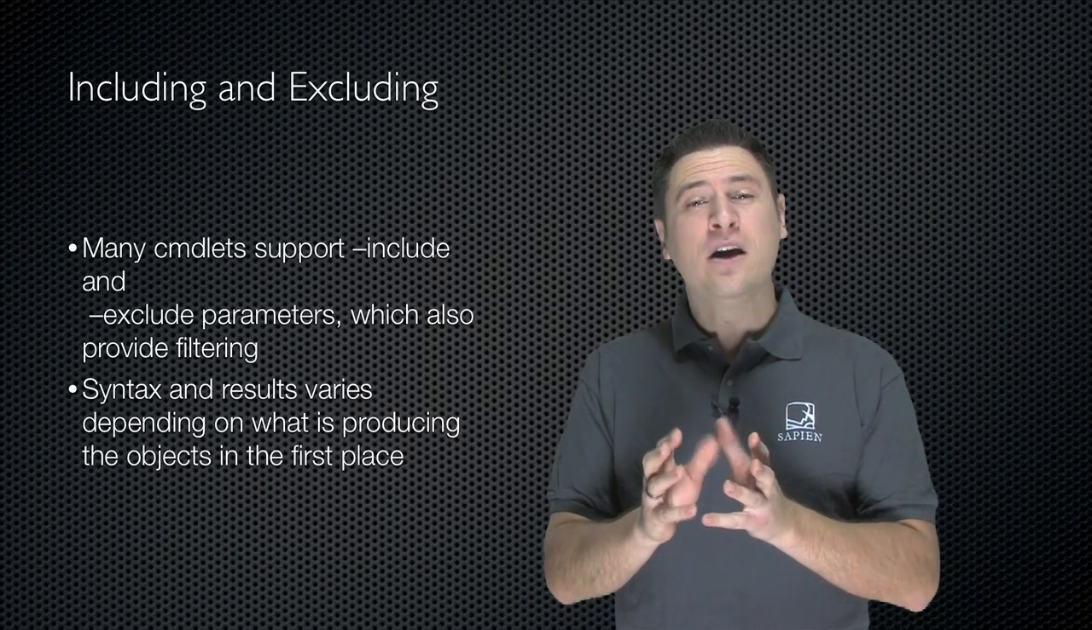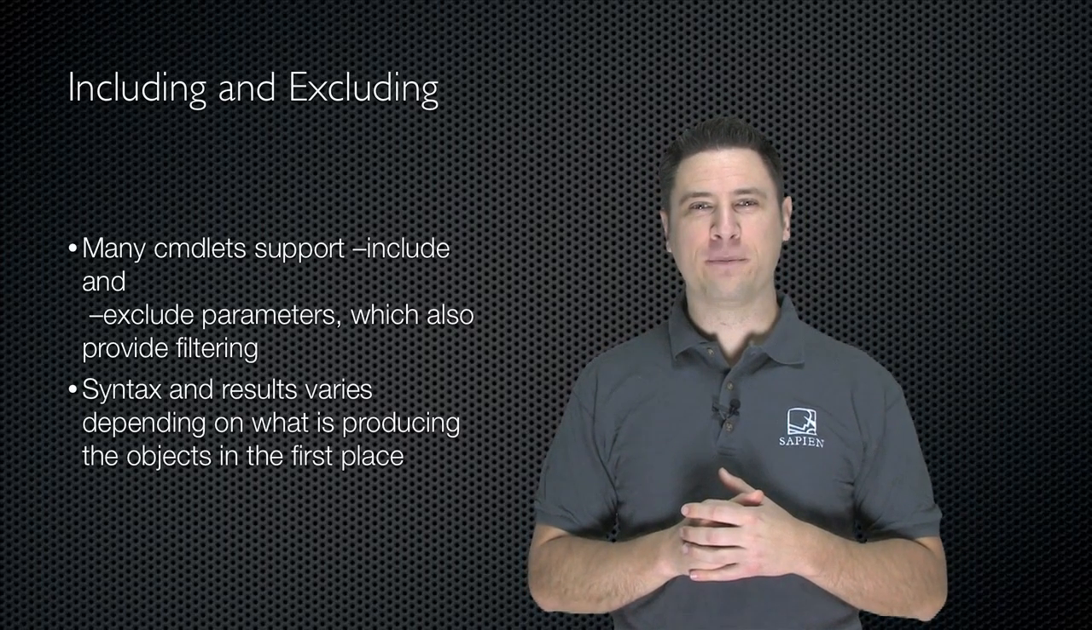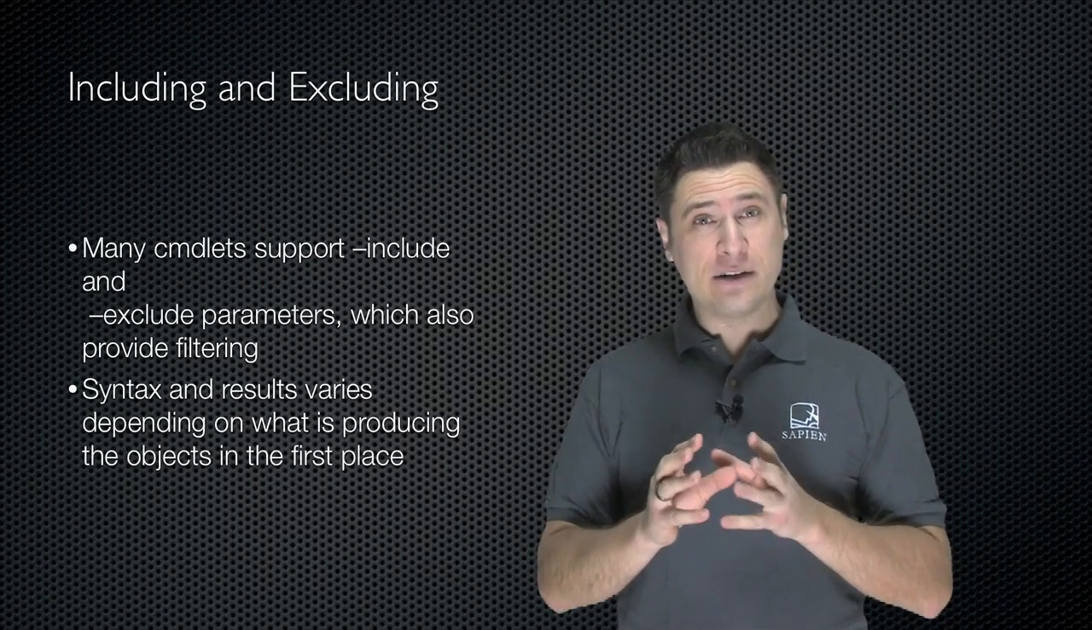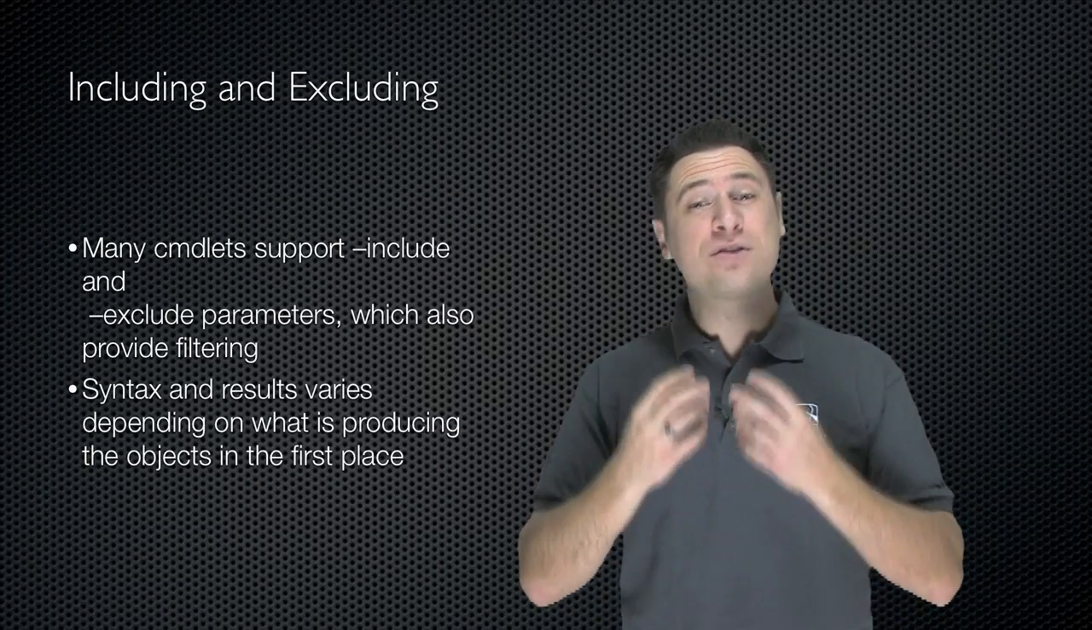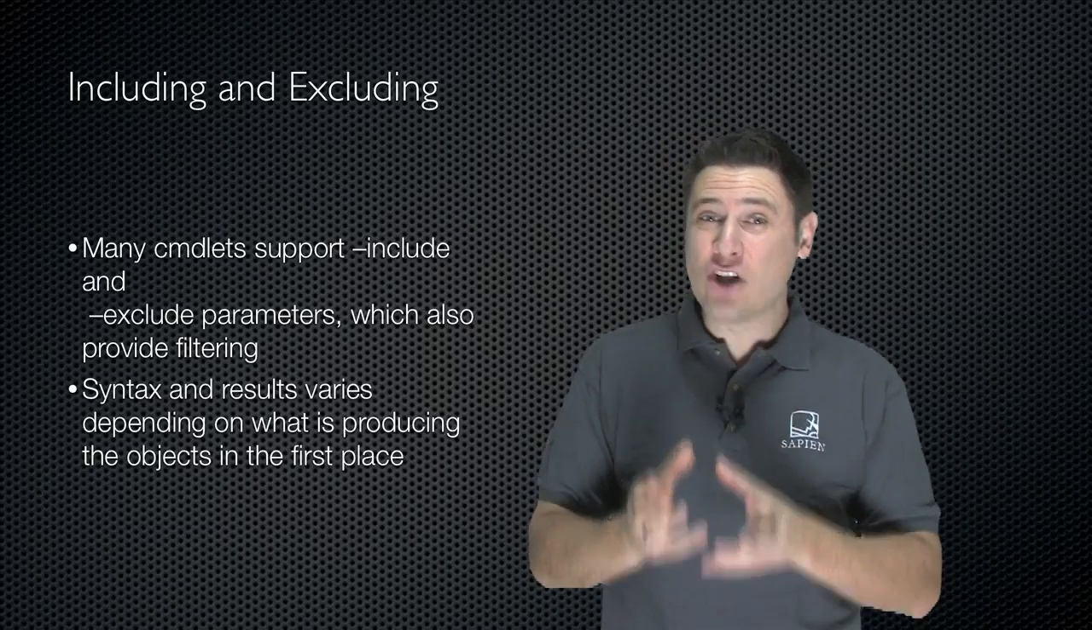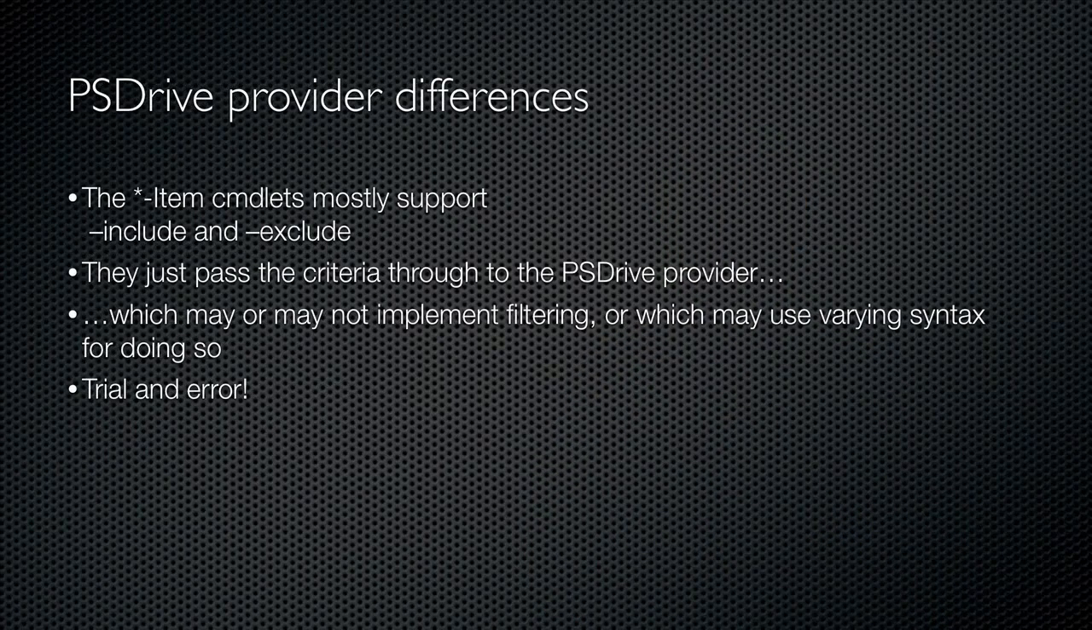Now, in addition to filtering, we have this concept called including and excluding in Windows PowerShell. Many cmdlets support these two parameters, -Include and -Exclude, and that's what actually provides a different type of filtering. Again, the syntax and the results you get will vary depending on the exact technology that's doing the filtering. Now, not all PSDrive providers are built alike, and some don't support the filter parameter. However, most of the item cmdlets do support an include and exclude parameter, and rather than passing that through to the PSDrive provider so that the underlying storage technology, such as the registry or the file system, can handle the filtering, include and exclude is usually handled by the cmdlet itself. The registry provider is a good example. It doesn't support the -Filter parameter, but it does support these parameters.